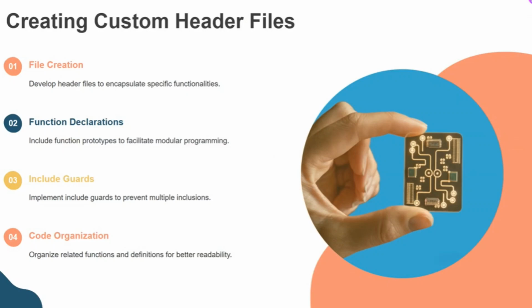Creating custom header files. File creation, function declarations, include guards, code organization. In file creation, develop header files to encapsulate specific functionalities, and in function declarations include function prototypes to facilitate modular programming. Include guards prevent multiple inclusions. Code organization: organize related functions and definitions for better readability.